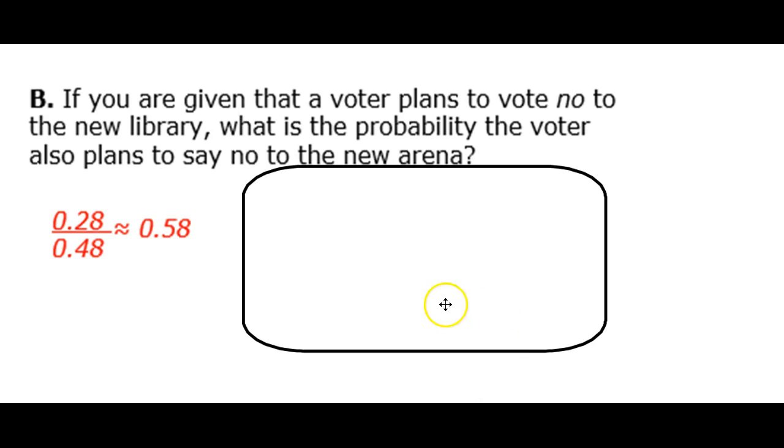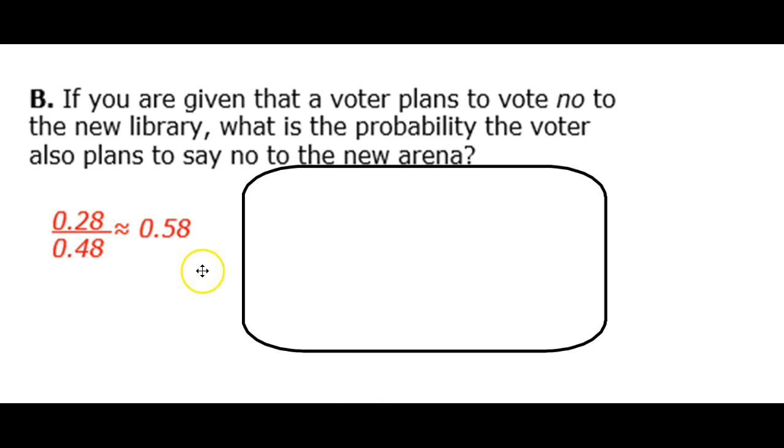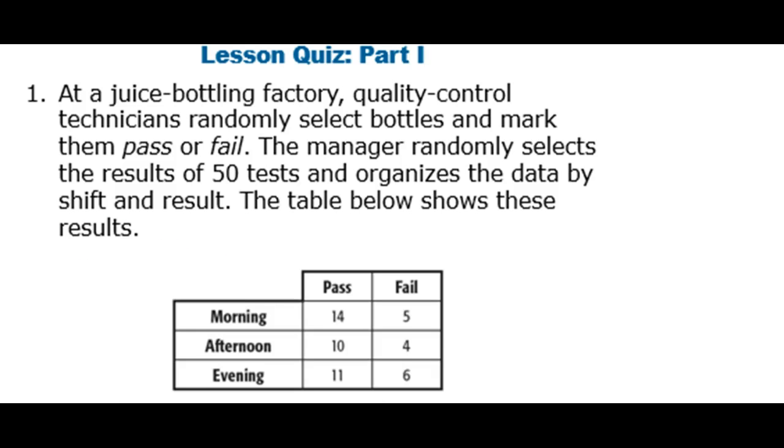What is the probability the voter plans to say no to the new arena after having said no to the new library? It would be 0.28 out of the total who are saying no. Notice that these said yes to the library, so they're part of this marginal total, right? The 0.28 out of the whole group that began by saying no to the library gives you your conditional probability, 0.58. So that is a quick lesson on joint, marginal, and conditional frequencies. And now try the lesson quiz. Come back and check your work when you're ready.